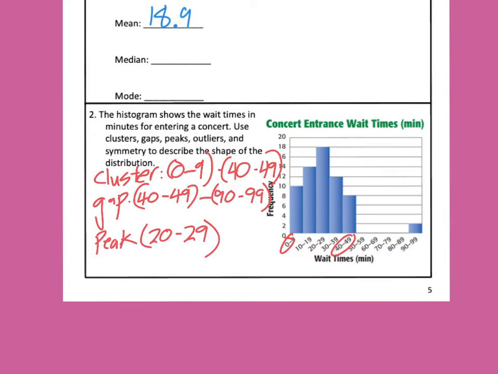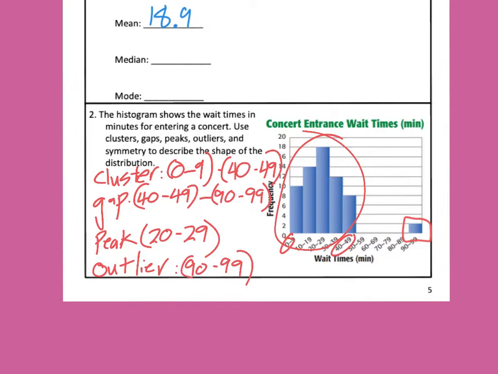And do we have any outliers? Remember, I've talked about outliers a little bit. Outliers are your data that's like way far away. So we have most of our data here. And look at this guy. He's way far away. So we do have an outlier, and it is 90 to 99. Boy, those poor people that had to wait that long, right? So there you go, 90 to 99.